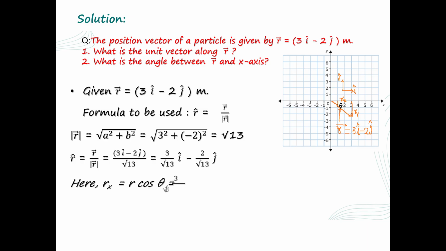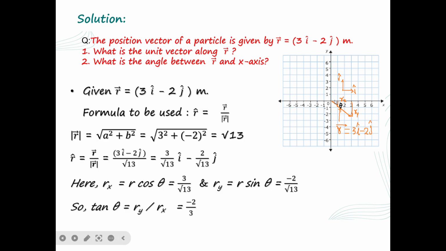Here x component of unit vector is rx, that is r cos theta, and here r cos theta is 3 by root 13, and y component, that is ry, equal to r sin theta, and this is equal to minus 2 by root 13. So tan theta equal to, means angle between r and x axis, ry by rx, that is r sin theta by r cos theta, r will cancel, so here minus 2 by 3.